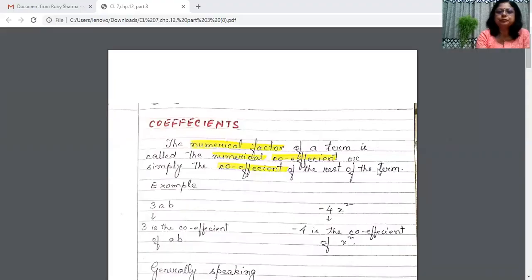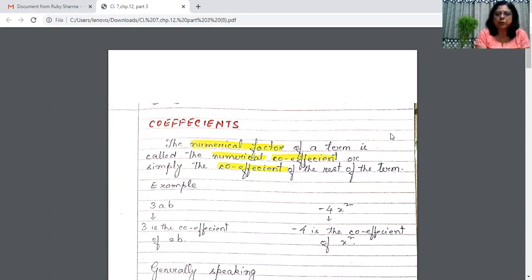Today we'll be doing coefficients. So all of you have learned about factors, about terms, about expressions. So today we will learn about coefficients. When we say coefficients, usually the numerical factor of a term is called the coefficient. Or we can say it's a numerical coefficient, or simply a coefficient of the rest of the term.